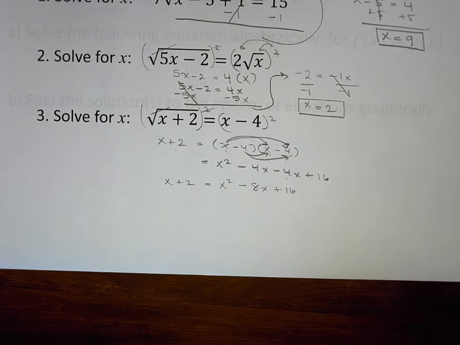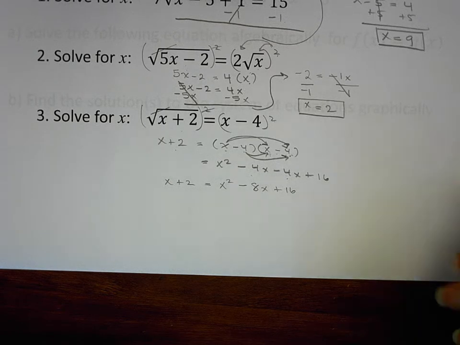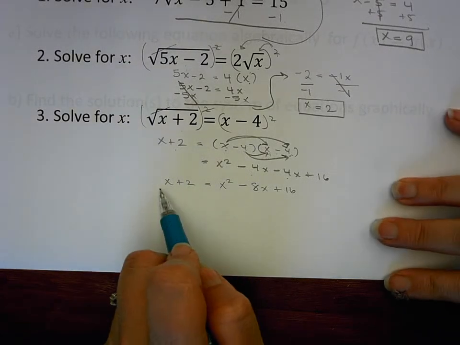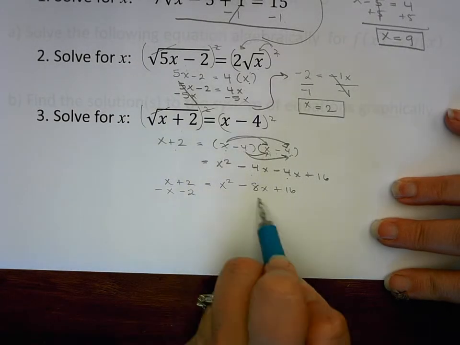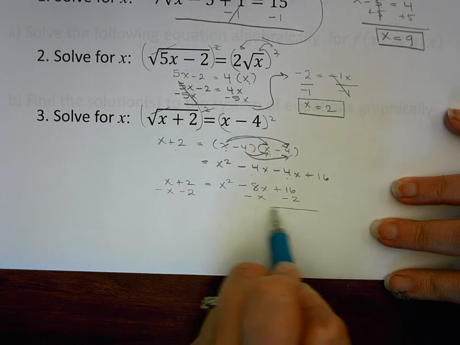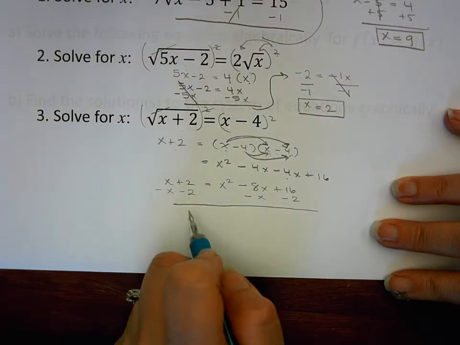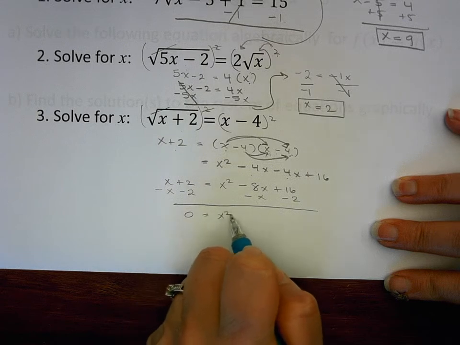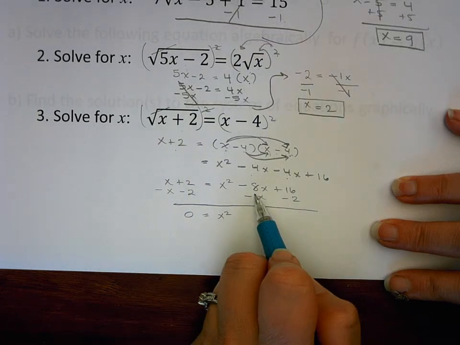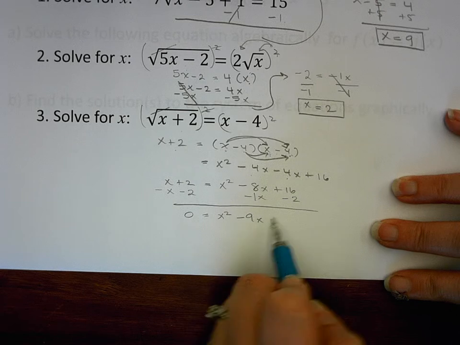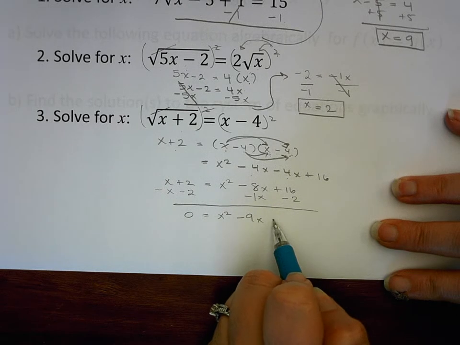So then once I get to this stage, I have x squared in my problem, so that means I will need to solve by factoring. So in order to solve by factoring, it has to be equal to 0 before we can use the zero product property. So I'm going to subtract the x and the 2. And then I'm lining it up underneath the things I can combine it with. So this will end up being 0. Negative 8 and negative 1 is negative 9x, and 16 minus 2 is 14.